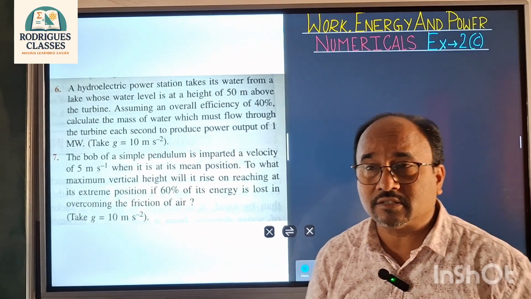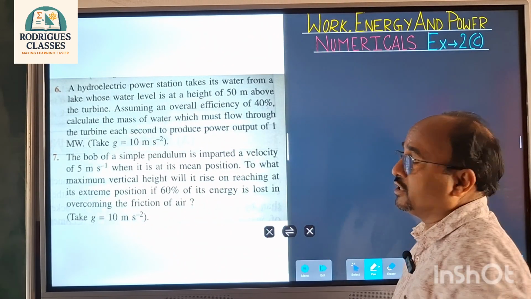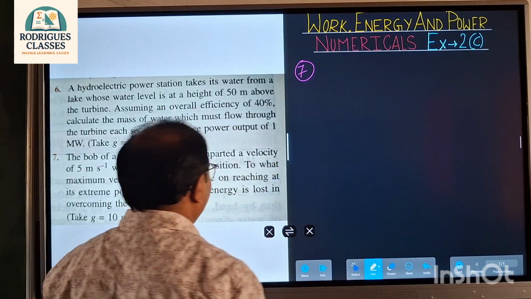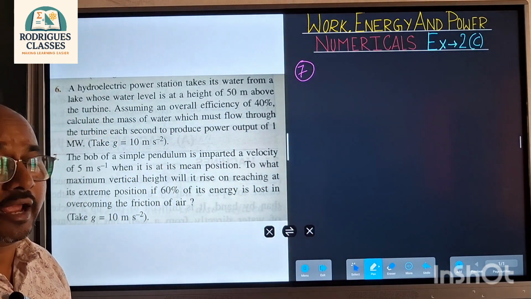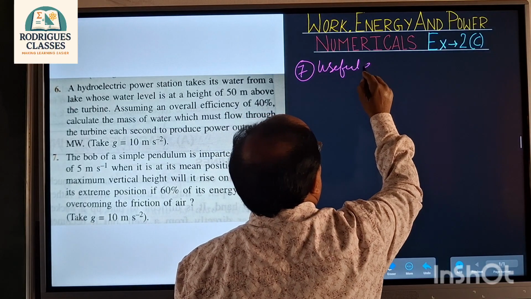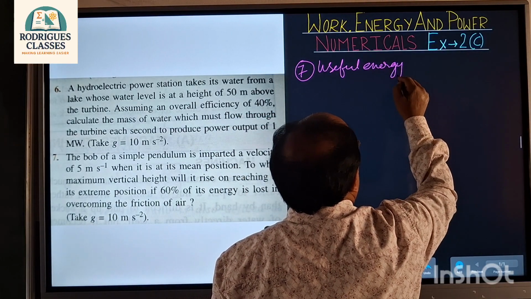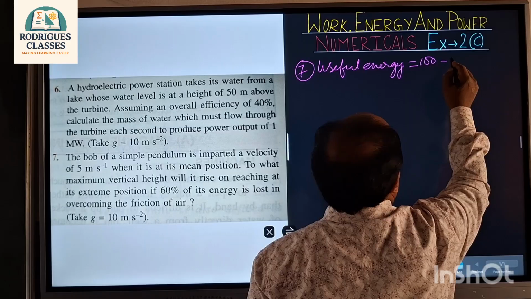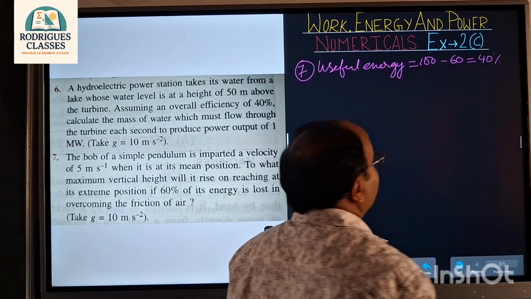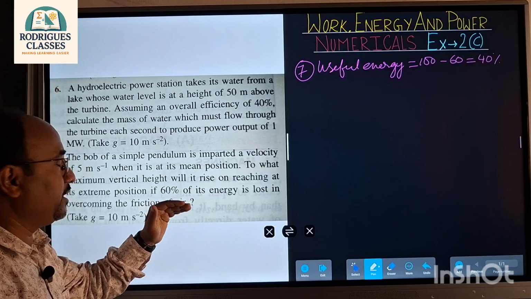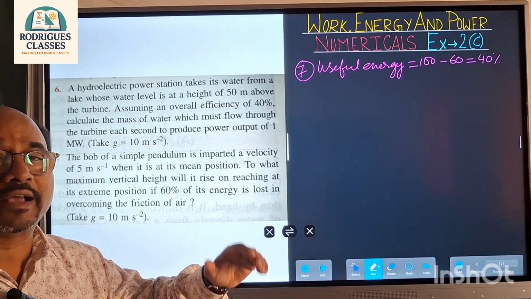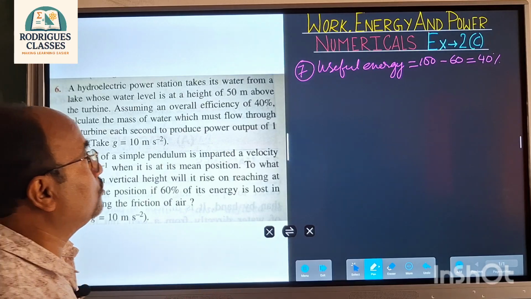So you will be applying this. Taking into account that percentage part, first of all, I will take the useful energy and mention it. Useful energy here is 100 minus 60, which is equal to 40%. So 40% of the kinetic energy at the mean position will become equal to the potential energy at the maximum height. So I will be using this.